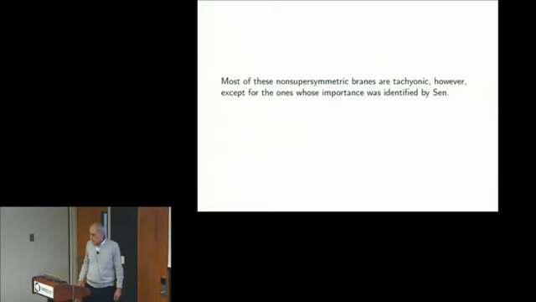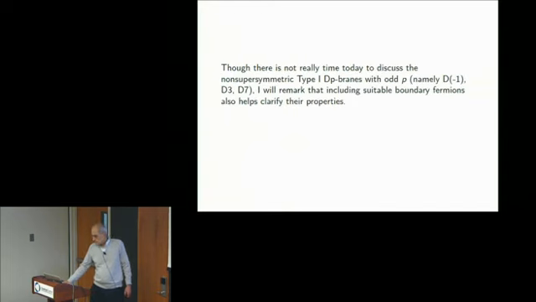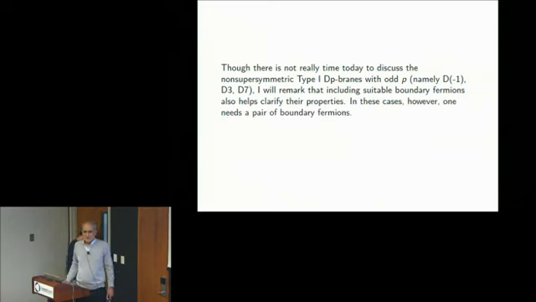Most of these non-supersymmetric branes are tachyonic, except for the ones whose importance was identified by Sen. But sometimes, even when they're tachyonic, if you make an orbifold of the directions perpendicular to the brane, you can remove the tachyon. So there are some non-tachyonic constructions that go beyond what Sen actually described. There isn't really time today to discuss the non-supersymmetric type 1 D-branes with odd p, which are D-minus-1, D3, and D7. I'll just remark that including a pair of boundary fermions helps clarify their properties. Thank you.